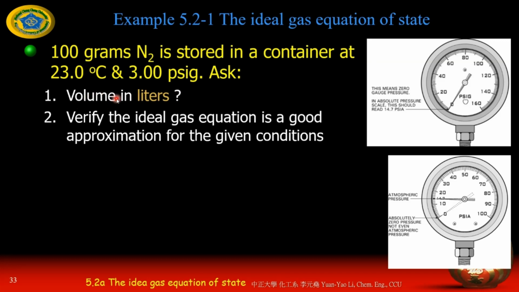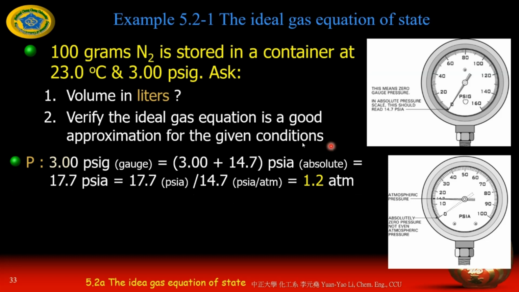And now the question is to verify whether the ideal gas equation is a good approximation for the given condition or not. So we got a volume, and we want to know epsilon. If you use PV equals nRT, how do you get the answer?